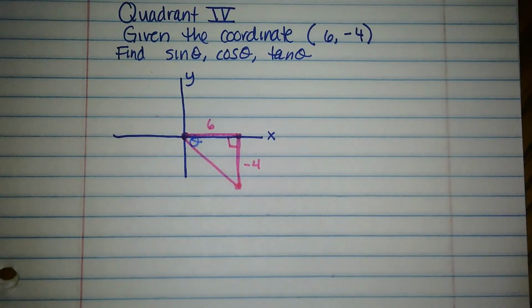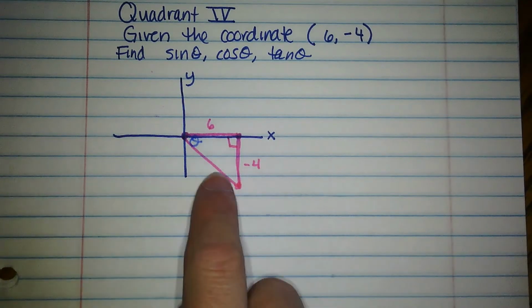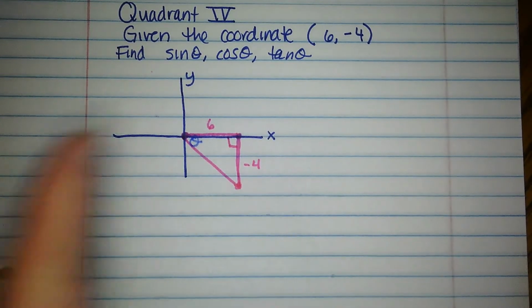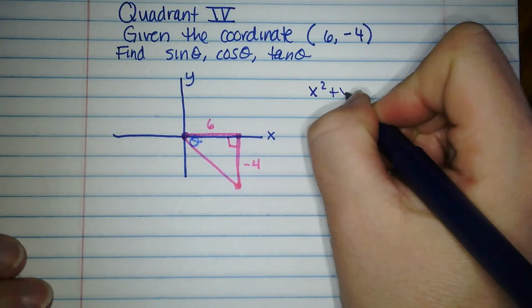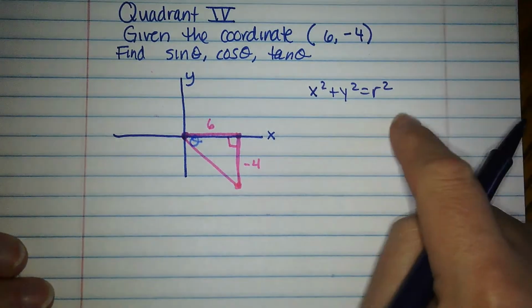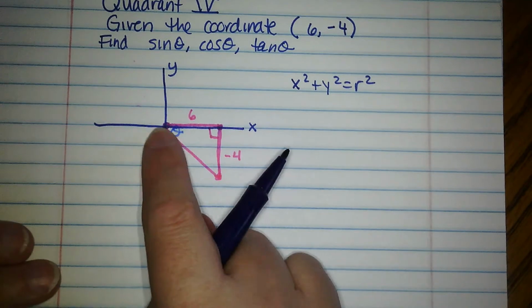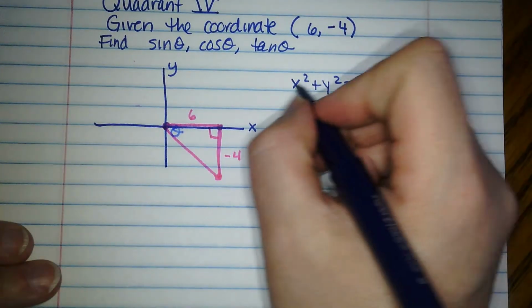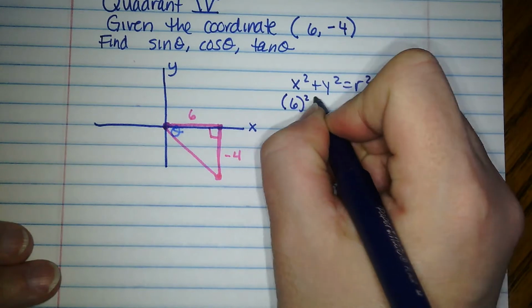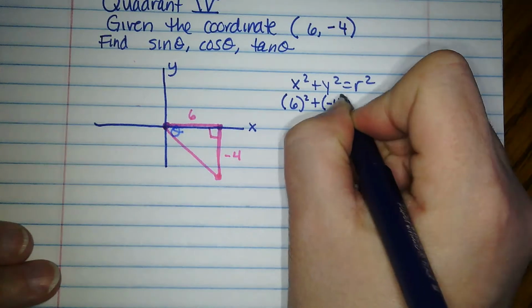here. The next thing we're going to do is find the radius. The radius is the hypotenuse of the triangle. So we're literally doing x squared plus y squared equals r squared to find the radius of the circle that contains this point. So my x coordinate is 6. My y coordinate is -4.